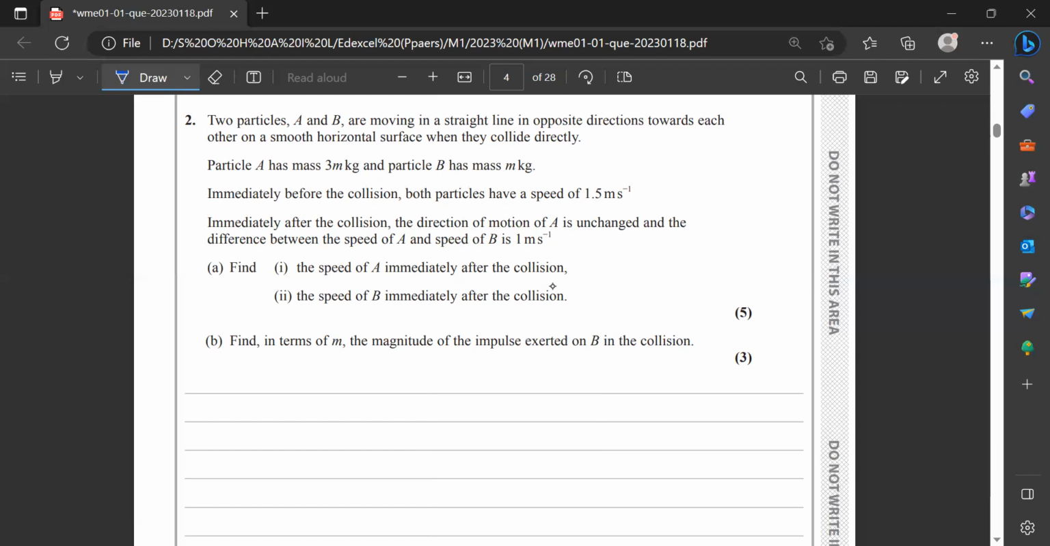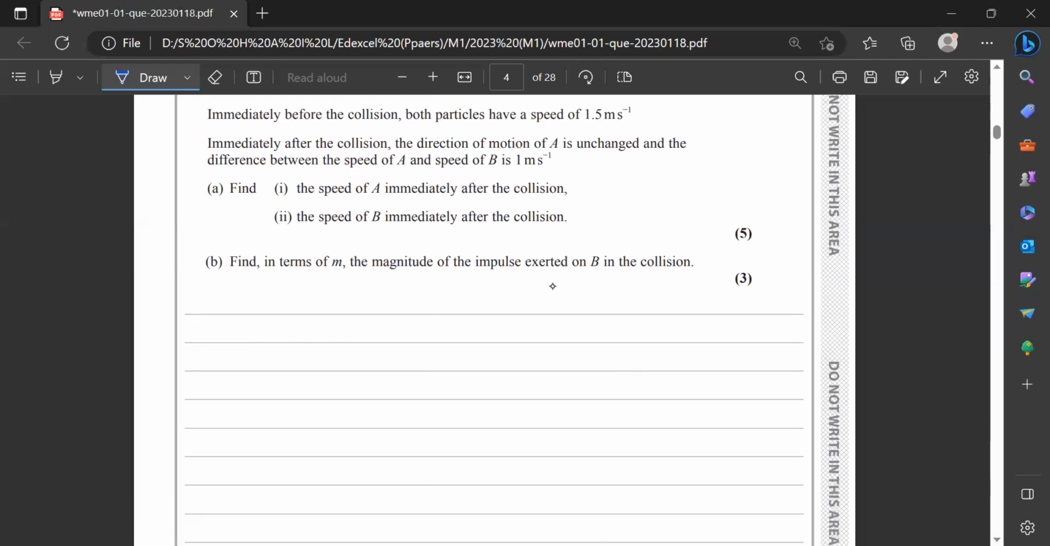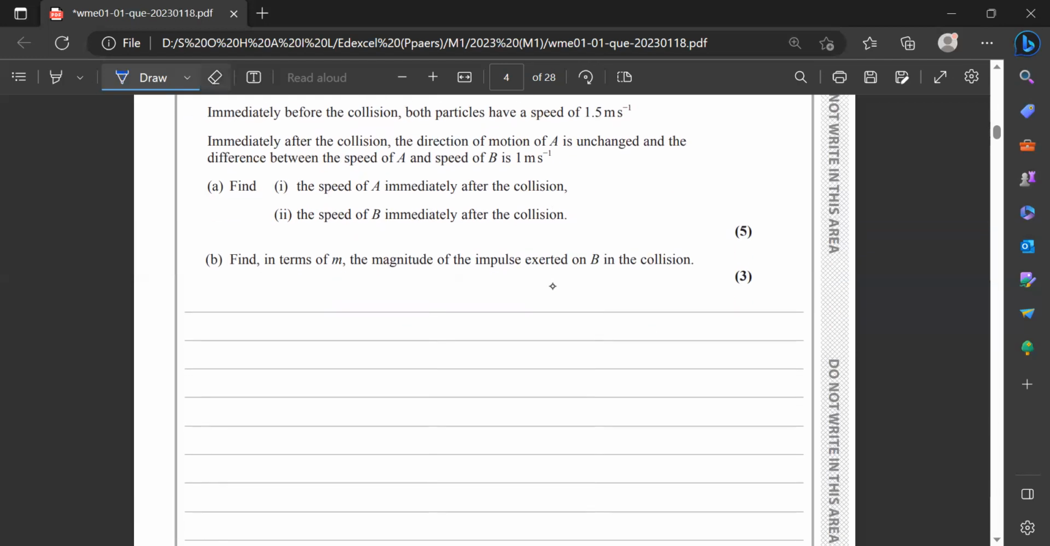So A is unchanged. The other is changed. It means the other has changed. So find the speed of A immediately after the collision and the speed of B immediately after the collision. Second, find in terms of m the magnitude of the impulse exerted on B in the collision. So there are two particles, A and B, and both are moving towards each other. So I can draw for this part A.